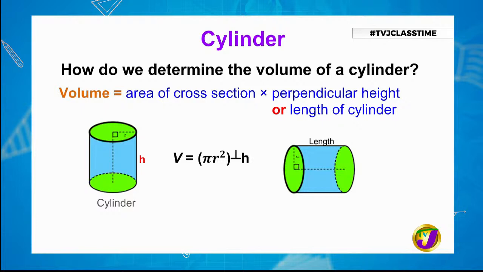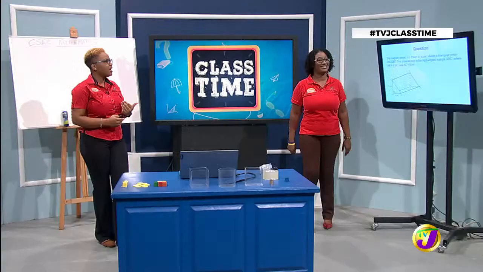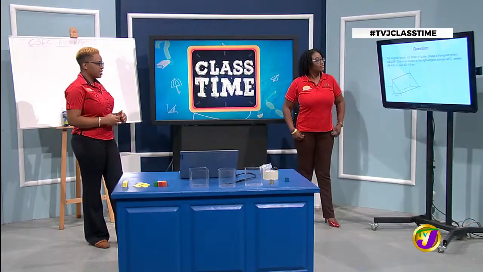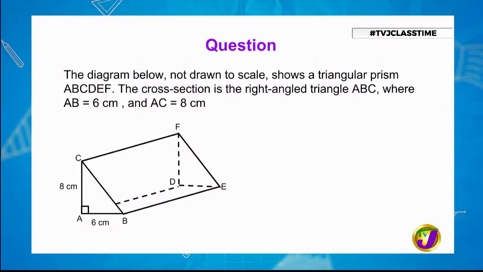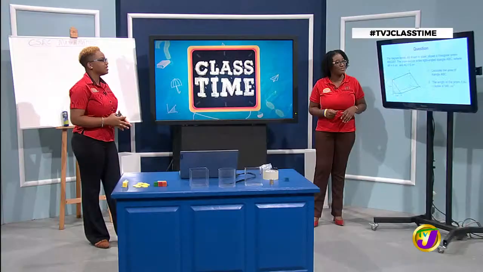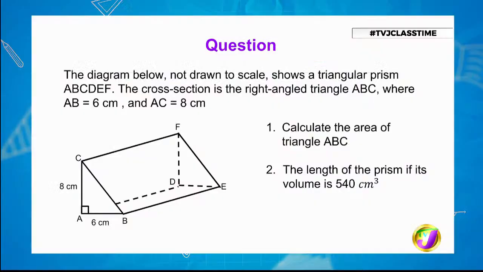I think we need to put that information to use. Here is a question. The diagram below, not drawn to scale, shows a triangular prism, ABCDEF. The cross-section is the right-angled triangle ABC, where AB is 6 centimeters and AC is 8 centimeters. First, we need to calculate the area of triangle ABC. Then, there's a second part: we need to find the length of the prism if its volume is 540 cubic centimeters. Let's tackle them one at a time.